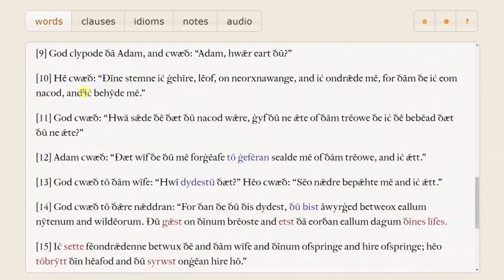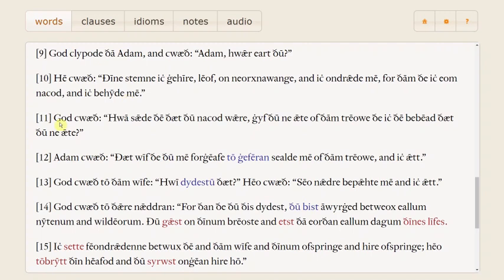This contrasts really nicely in line 10 with where he says ich nakod, I am naked, just like modern English, and ich behide me, I hide myself, just like in modern English. Again, we see that kind of flexibility, right? There is I hide myself, contrasting with the previous example with hide.